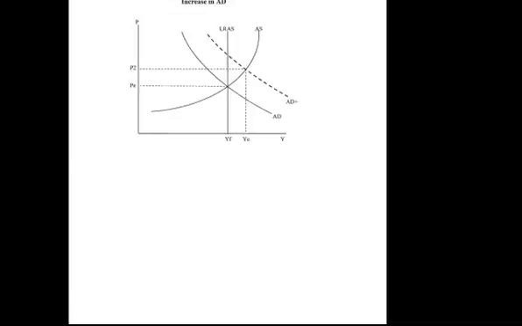I think I'm going to stop this recording now, and then I'll pick it up in the second recording to give you a walkthrough of these graphs.